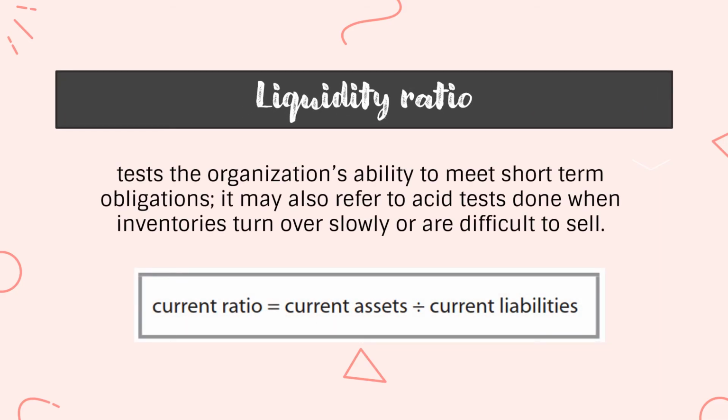So first one is the liquidity ratio. It tests the organization's ability to meet short-term obligations. It may also be referred to as a test done when inventories turn over slowly or are difficult to sell. So what do we mean by liquidity or bakit siya natin tinawag na liquidity ratio? So ano ba yung properties ng liquid?